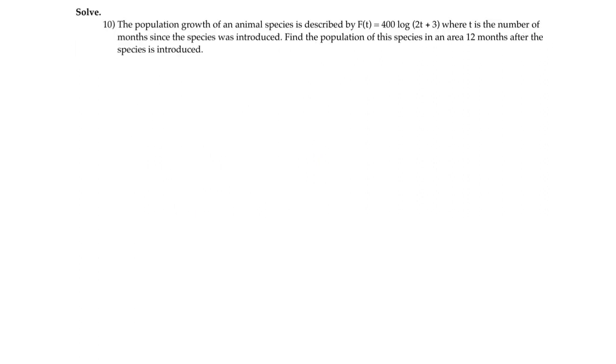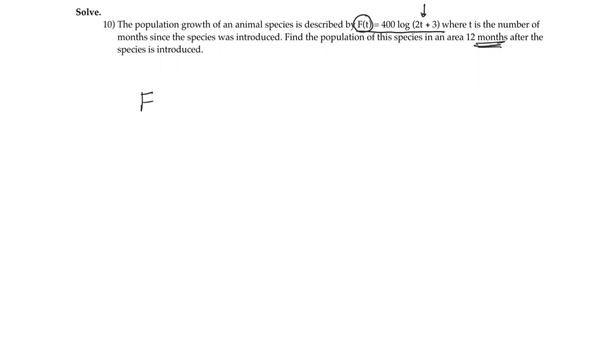Last question. They give you a growth function for this animal species. So t is how long they've put it in there. And in this one, they're using months for that. And they just want to know what the population of the species is after 12 months. So f of t is what that population will be.